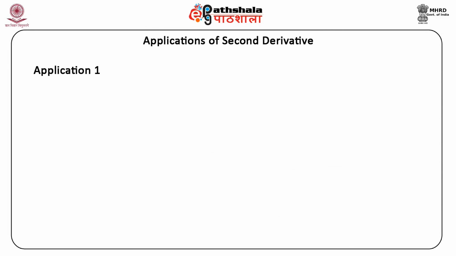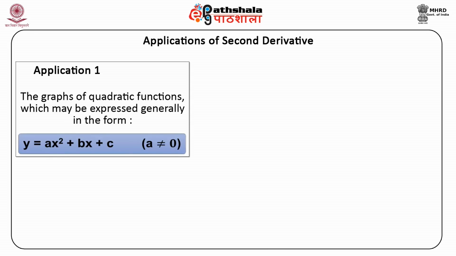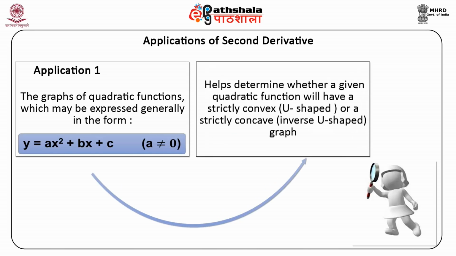Application 1. The two curves above exemplify the graphs of quadratic functions, which may be expressed generally in the form y = ax² + bx + c, where a is not equal to 0. From our discussion of the second derivative, we can now derive a convenient way of determining whether a given quadratic function will have a strictly convex U-shaped or a strictly concave inverted U-shaped graph.